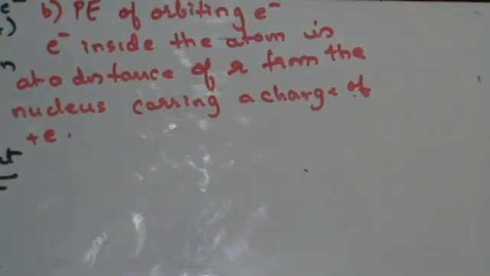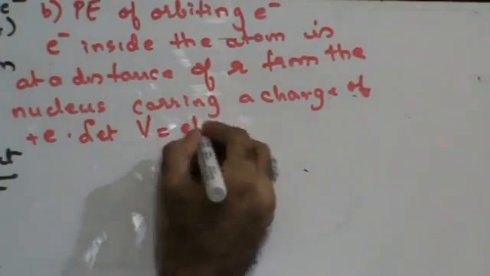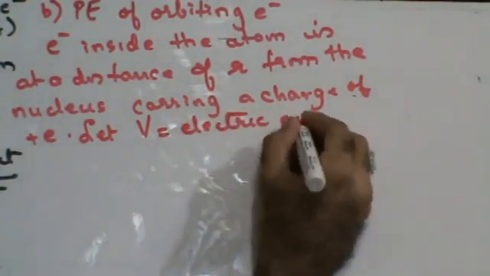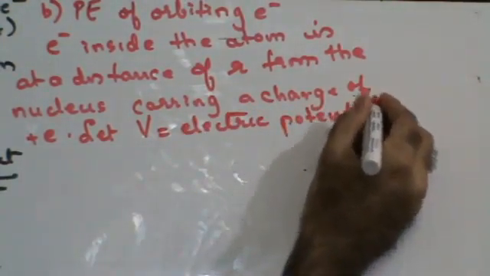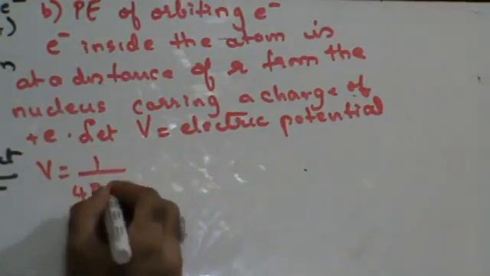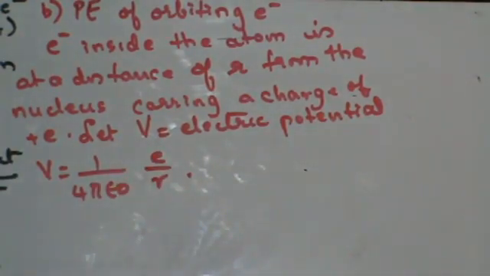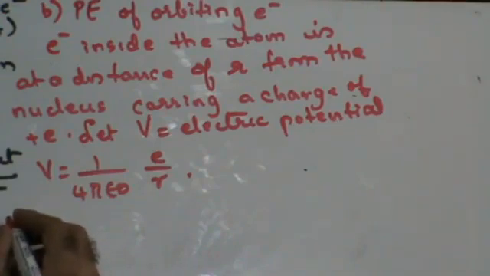Now let's assume that the electric potential is V. Let capital V be the electric potential. Then V is 1 upon 4 pi epsilon 0 E by R. That's the formula for electric potential. By definition, electric potential represents the potential energy of a unit charge at a distance of R from a charge plus E.